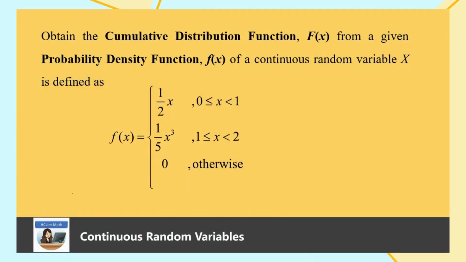Let me explain through these examples. So we're going to obtain the cumulative distribution function from a given probability density function of a continuous random variable. When we look at this density function, we notice that on the interval 0 to 1, the function is 1 over 2, and from 1 to 2, we have the density function of 1 over 5x cubed. The rest is 0.